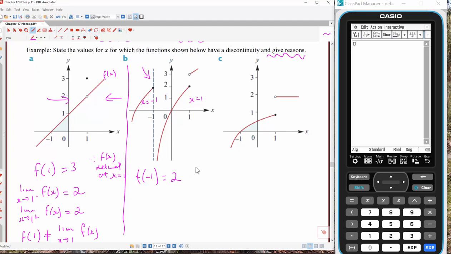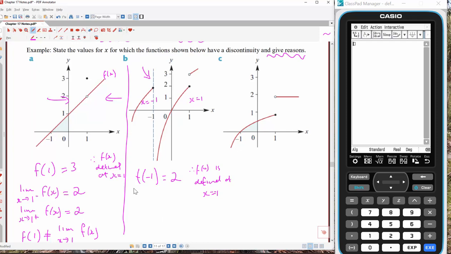So that's a good sign for continuity, is that the point has to be there. If the point's not there, then give up. It's not continuous there, and you don't even need to check the limits. So f of negative 1 equals 2, therefore f of x is defined at x equals negative 1. So that's a good sign for continuity. That's what I need to happen first.